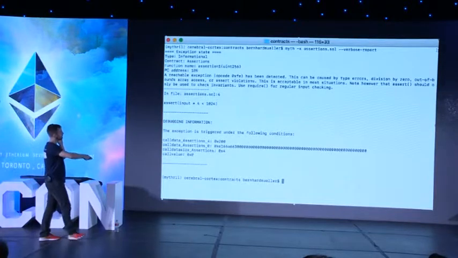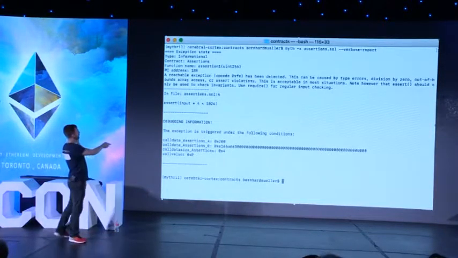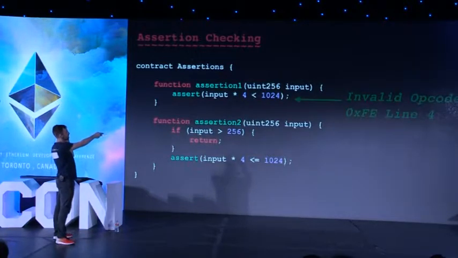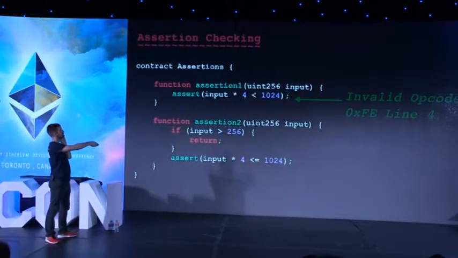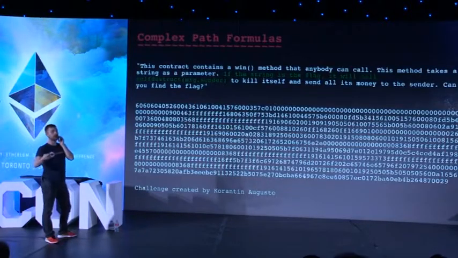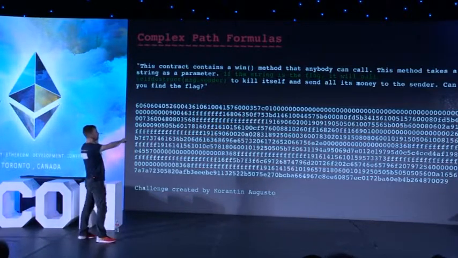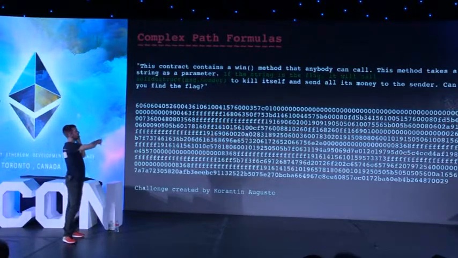And so what we see is that an exception is triggered for this location in the code, which is line 4. So it's there, but actually down here we never have that situation. So we feel good about ourselves. So, more complex path formulas. This is an awesome challenge. The challenge is for you to find a string as input that will call a suicide opcode.